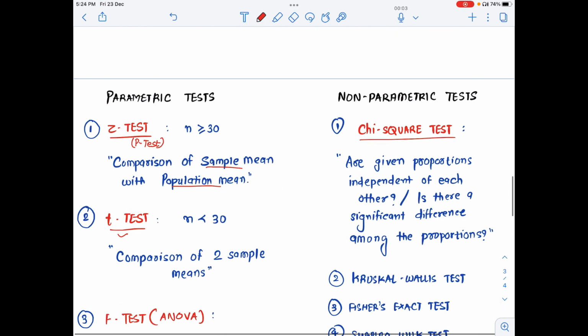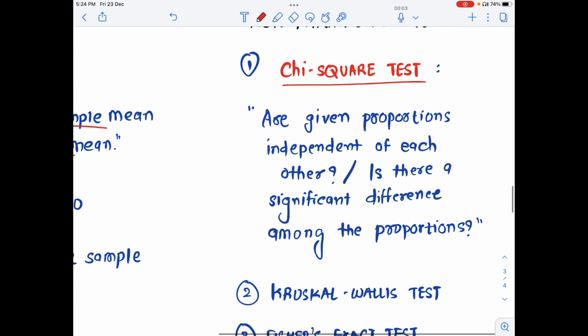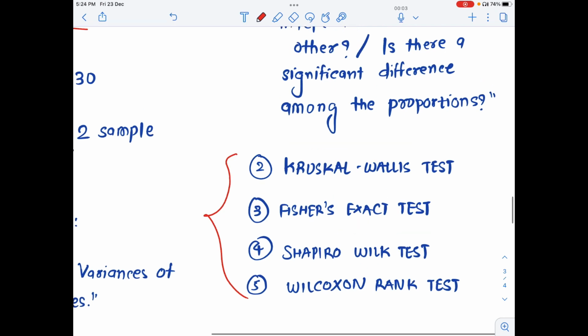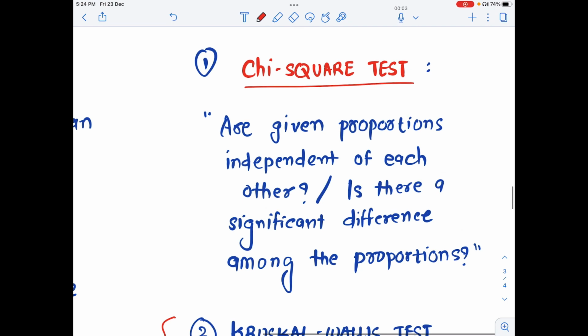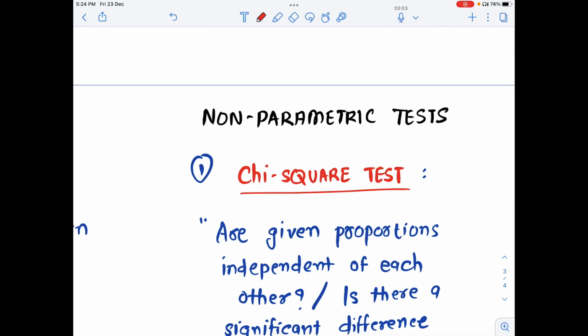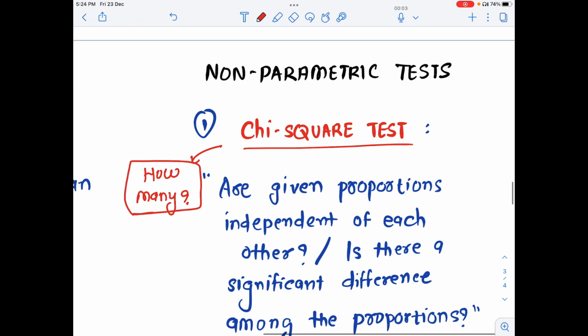Now coming to non-parametric tests, there is the chi-square test, and there are other tests. These tests are not very important for our medical school purpose, but you can remember their names only. Chi-square test is the one that we will see in detail. So whenever you are given a situation where you are given proportions or number of individuals or any percentages, you will use the chi-square test. So it is used for any research problem that can be answered by how many, as we saw above, and it is a type of non-parametric test.